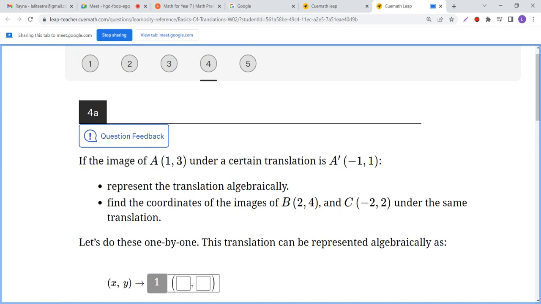Yes, this one: if the image of A is 1 and 3, under certain translation, A dash is negative 1 and 1.